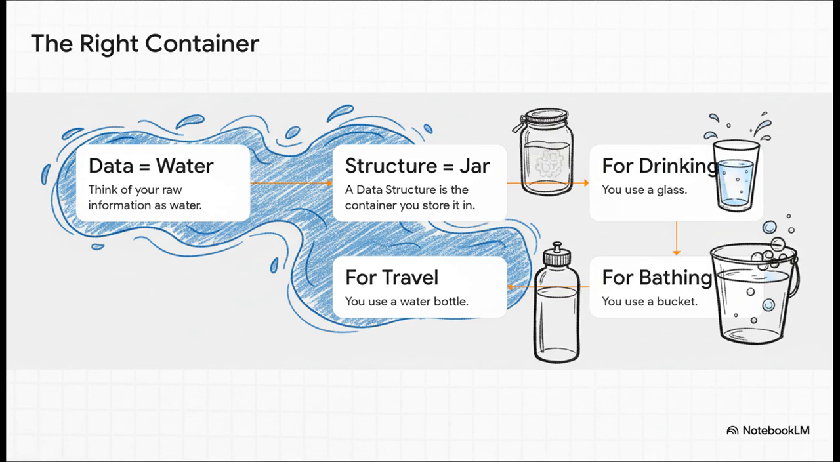If you're thirsty, you grab a glass. If you need to wash your car, you get a bucket. And if you're going on a hike, a bottle is your best bet. Choosing the right data structure is the exact same principle. You pick the container that makes the job you need to do as easy as possible.